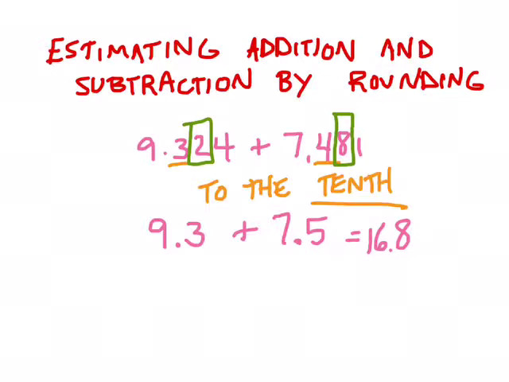One thing that's important to note about estimating with addition and subtraction is that you always have to round both numbers, or all the numbers if there's more than 2, to the same place value. We never estimate addition and subtraction by rounding one number to one place and one number to another.